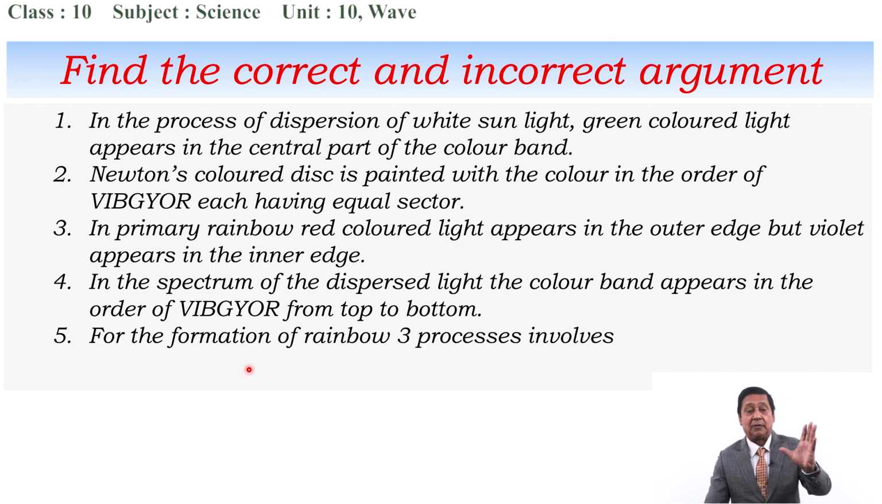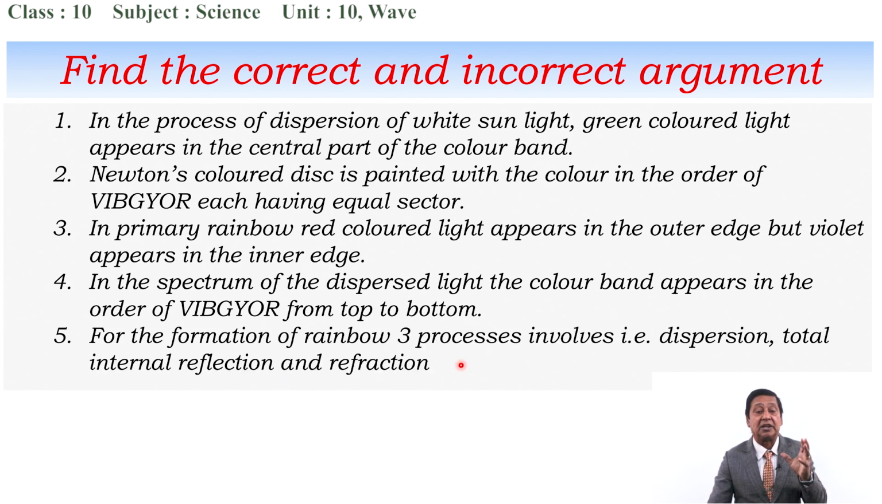Now, for the formation of a rainbow, three processes are involved, that is dispersion, total internal reflection and refraction. Is this argument correct or not? Looking at all these, I think till now you have decided which one is correct and which one is incorrect. Now I want to say the correct answer.